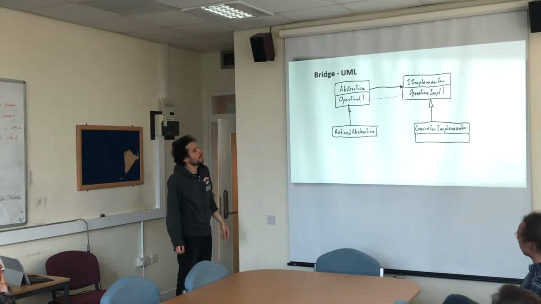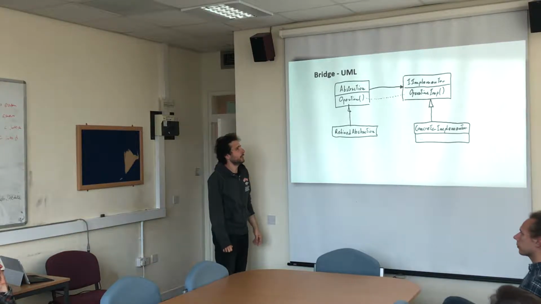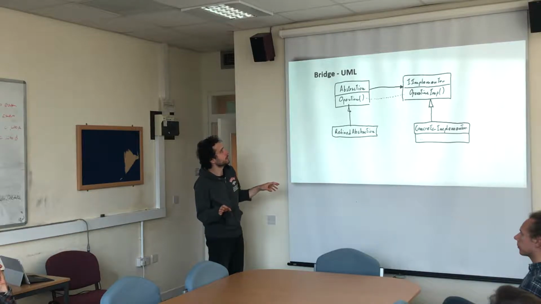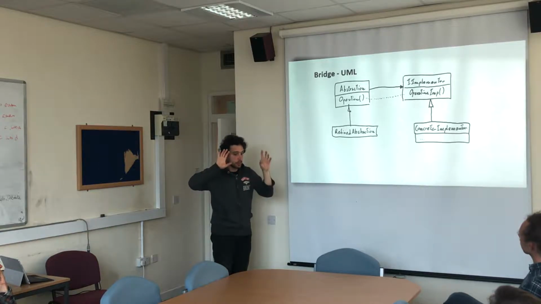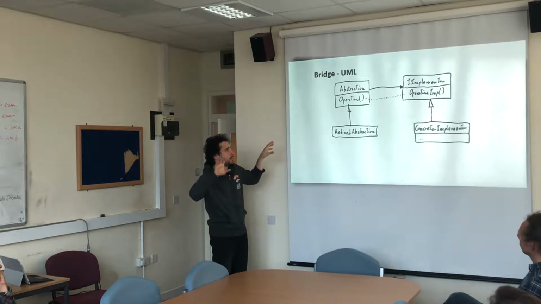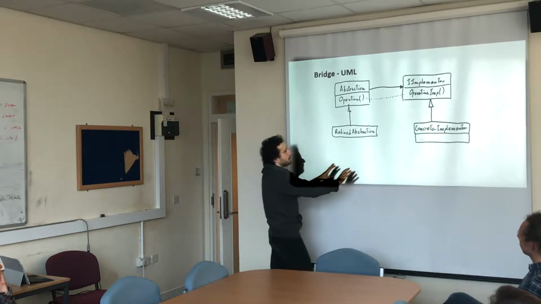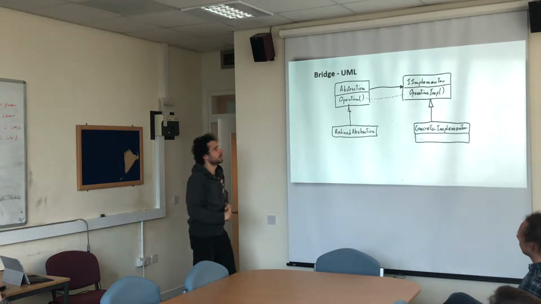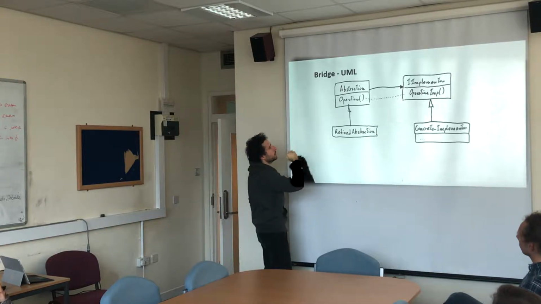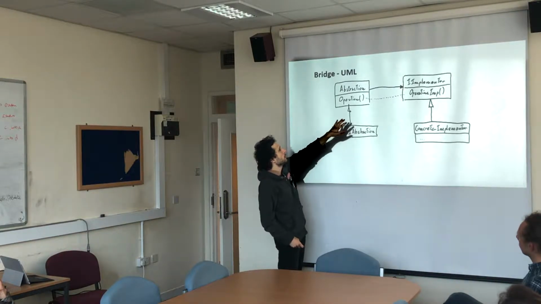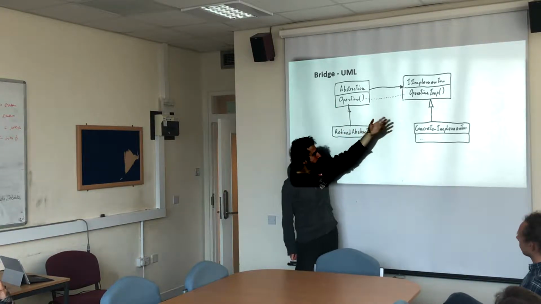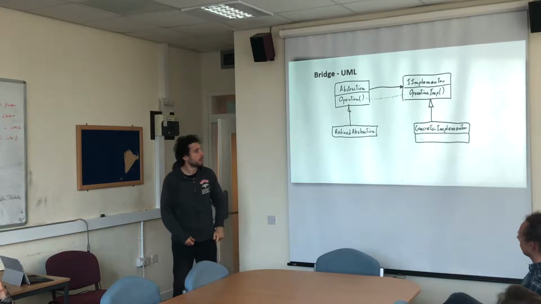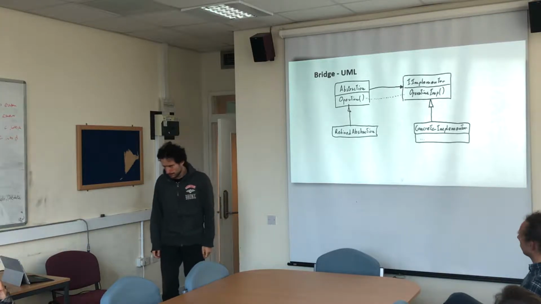More in general, I've heard of the bridge design pattern as a way to loosely couple two different class hierarchies. Here is a class hierarchy, and this is another class hierarchy, and you basically connect these two hierarchies by this operation. This is the abstract operation, and that's instead the implementation of the operation. Okay, so let's move on.